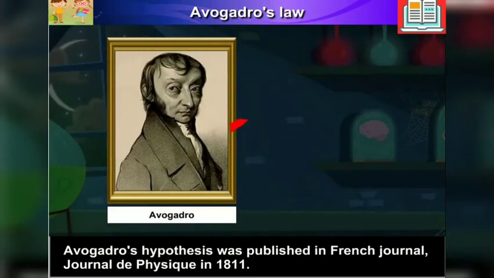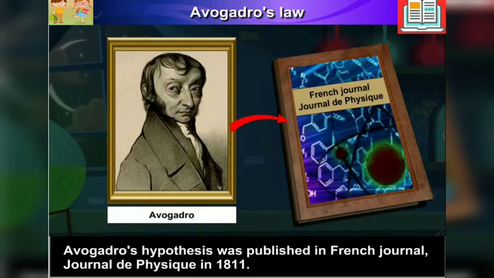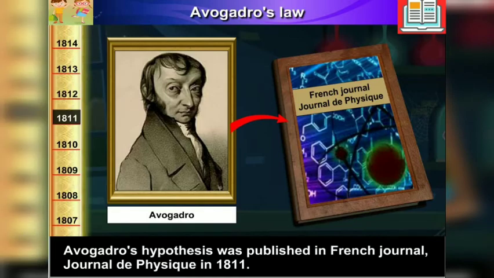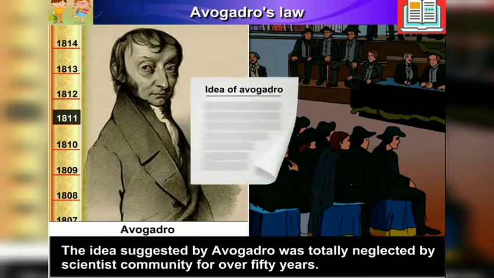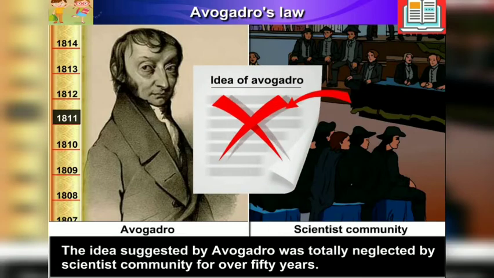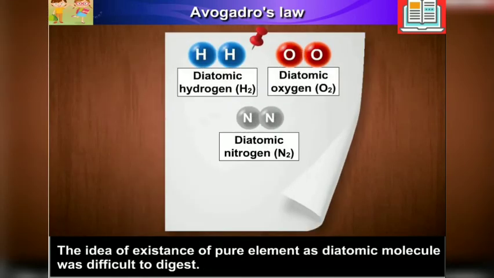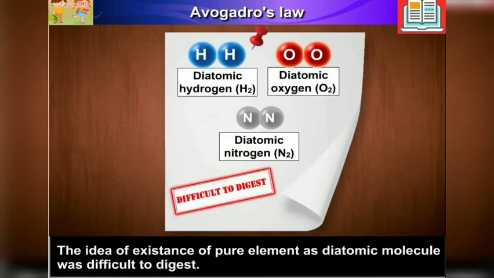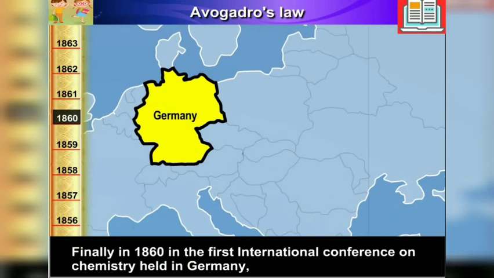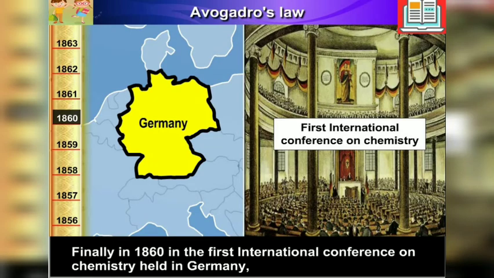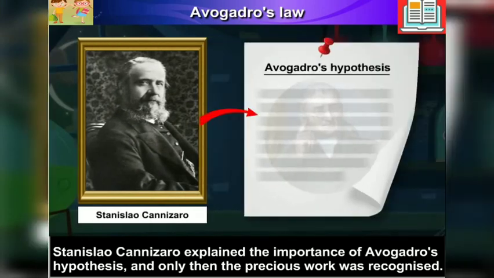Avogadro's hypothesis was published in the French journal, Journal de Physique, in 1811. The idea suggested by Avogadro was totally neglected by the scientific community for over 50 years. The idea of the existence of a pure element as a diatomic molecule was difficult to digest. Finally, in 1860, at the first International Conference on Chemistry, held in Germany, Stanislao Cannizzaro explained the importance of Avogadro's hypothesis, and only then was the precious work recognized.